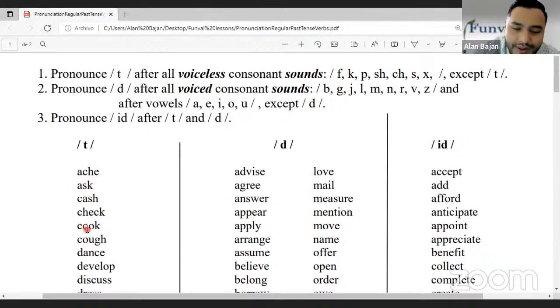Cook. The last sound of this word, cook, is with K. So we pronounce it in past with the letter T. Cooked. Repeat, everyone. Cooked. So here is the difference, guys. All these verbs are regular. You will write them like this.